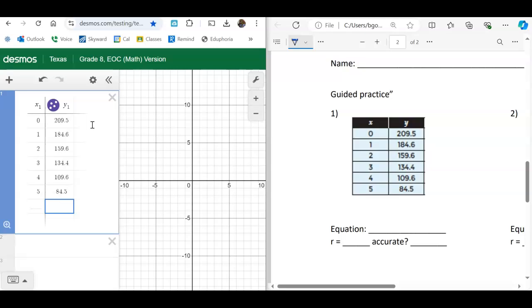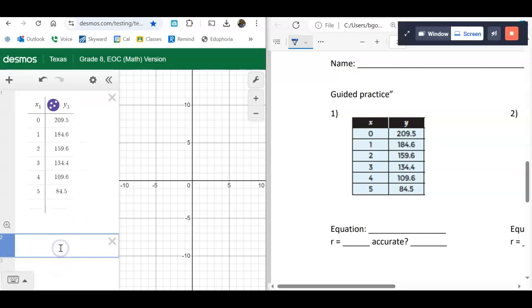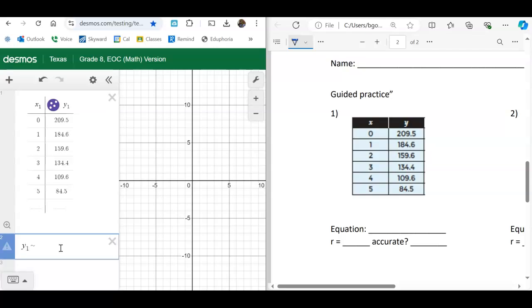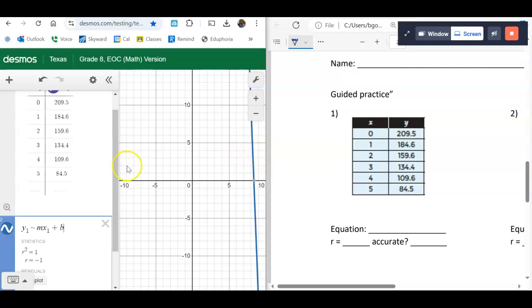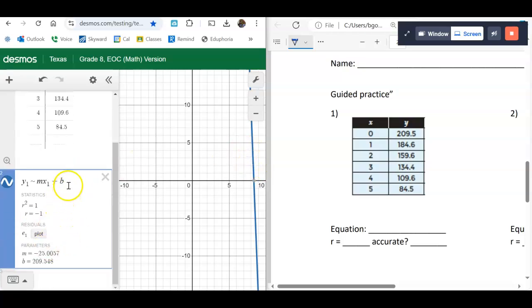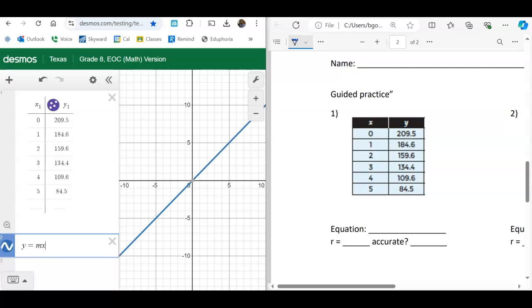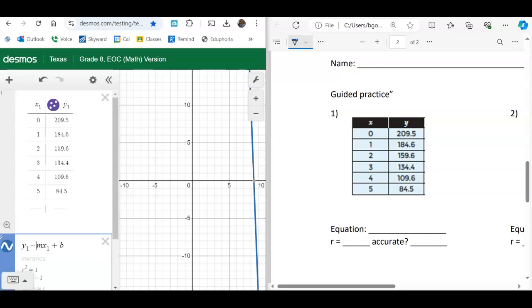Now look, don't stay here. Go down to the next input and type what looks like slope-intercept form, but it's my linear regression. Y1 squiggle mx1 plus b. Do you see how a line pops up over here and then I get all my information? If you just put y equals mx plus b, nothing's going to happen. If you put the ones on it, it's still not enough. Okay, you gotta put the squiggle.